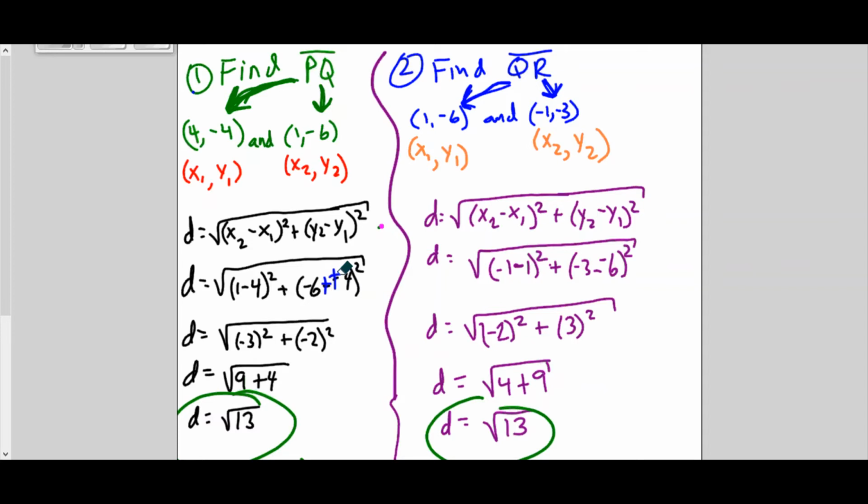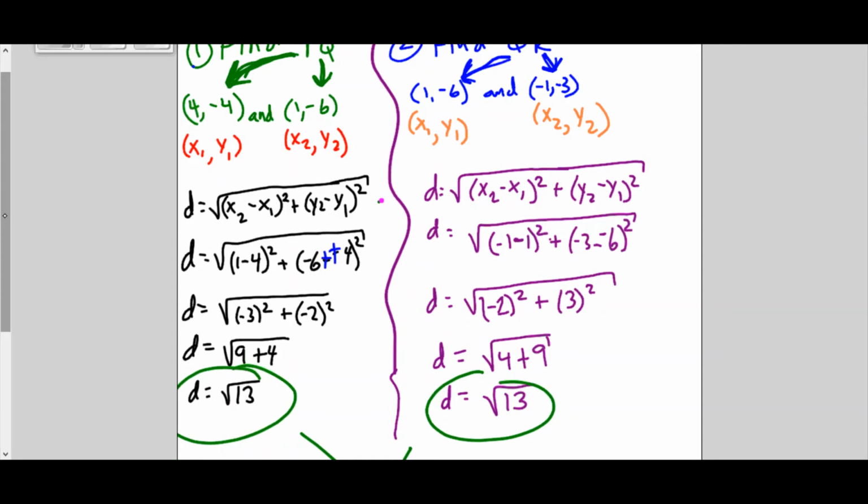So the second step, I have it labeled here in blue, find the length of QR. First, just like I did for the first one, I copied down my ordered pairs. So Q is 1, negative 6, and R is negative 1, negative 3. I labeled one of them x1, y1, and the other one x2, y2. Then I copied down my distance formula. And then I substituted my values in for x2 and x1. So when I did that, I got negative 1 minus 1 squared. And then I also did the same thing for my y2 minus y1. y2 is negative 3, y1 is negative 6, so I plug those in there.